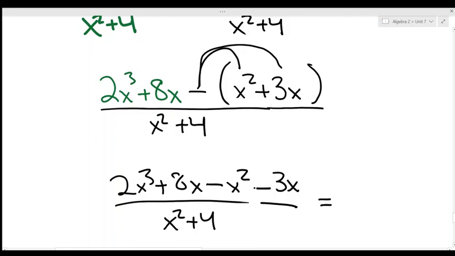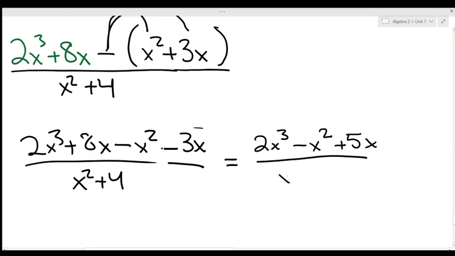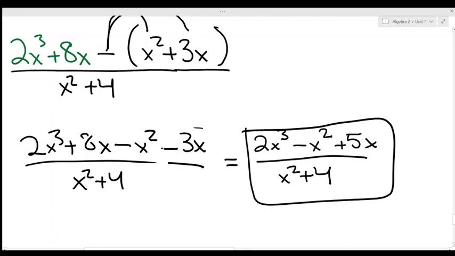Now we combine like terms. There's no like term for 2x to the third, so it just stays 2x to the third. Let's go in order. So we have 2x to the third, so now we start with our square. Minus x squared, there's no like term, so it's a minus x squared. 8x, a positive 8x minus 3x gives us a plus 5x, all over x squared plus 4. And there you go. That is your final answer.